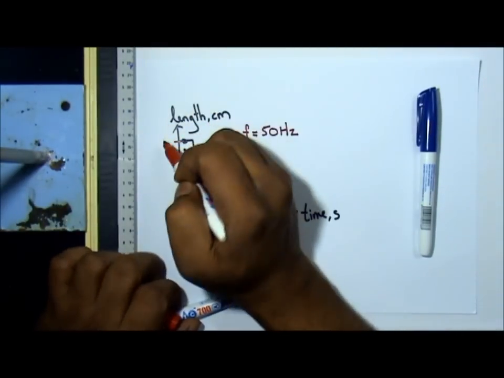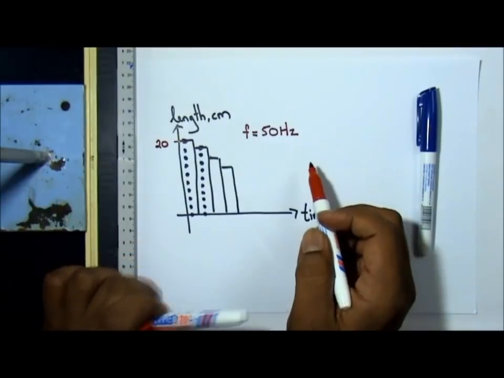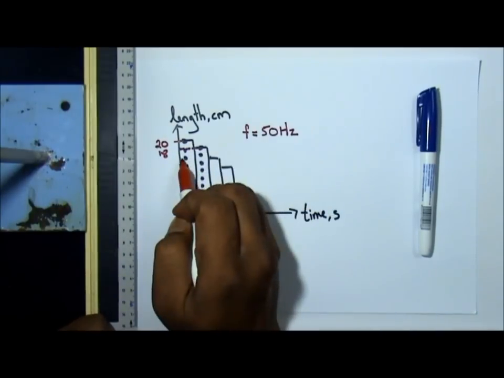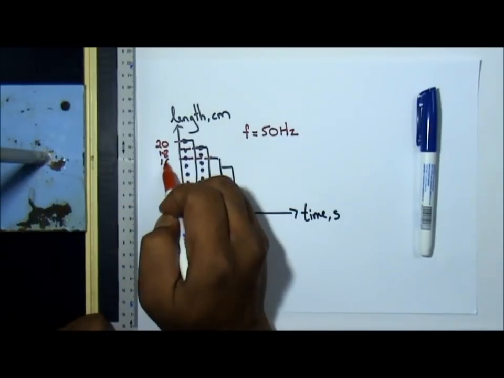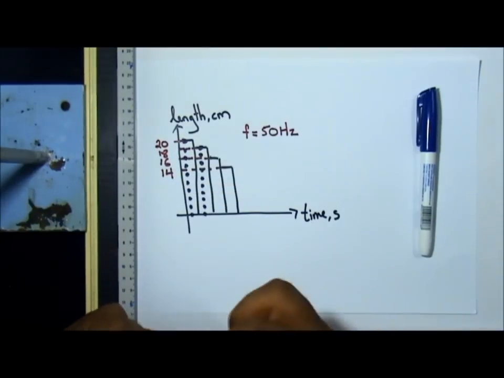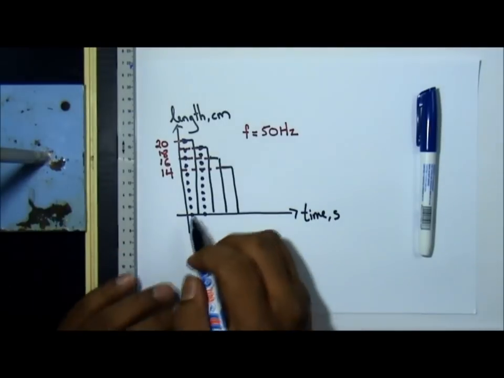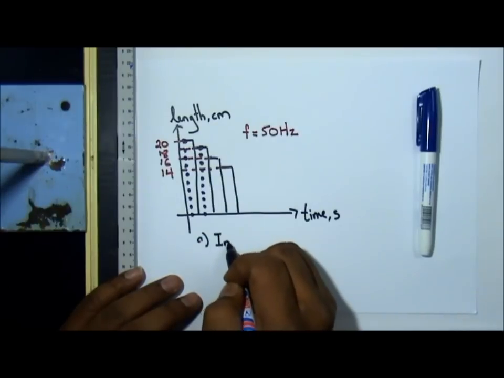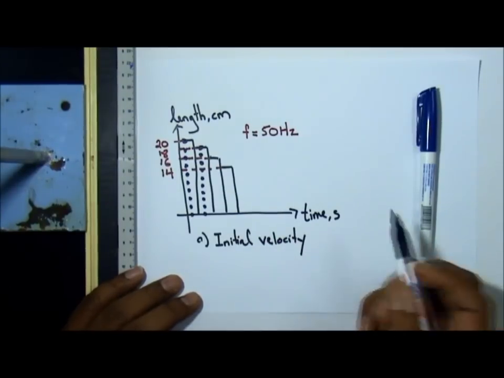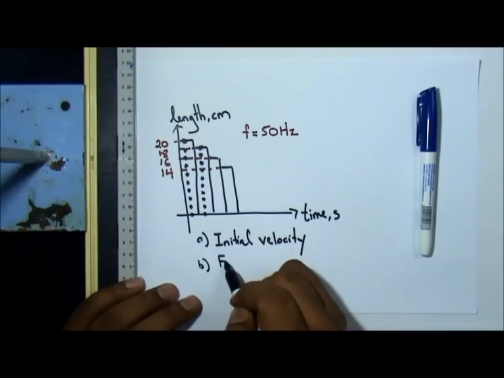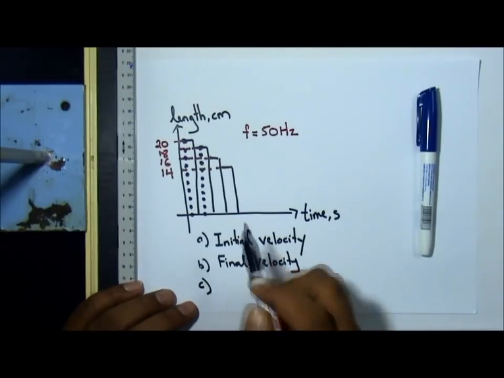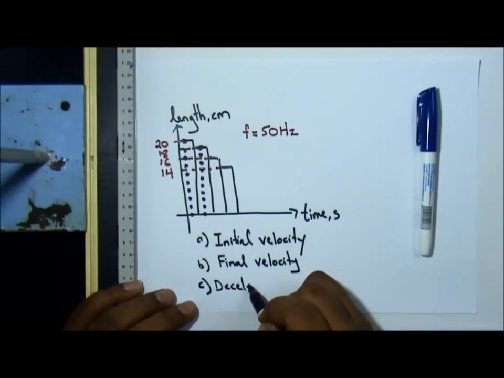Let's just say it starts from 20 centimeters, and then it goes to 18 centimeters, and then it goes to 16 centimeters, and then it goes to 14 centimeters. Now, the common questions that are asked in the exam are: A, what is the initial velocity? B, what is the final velocity? And C, what is the deceleration?